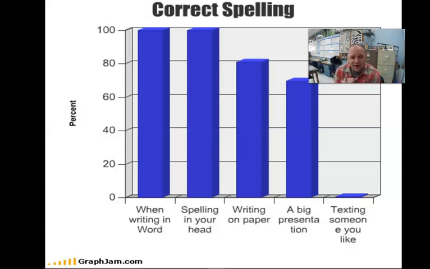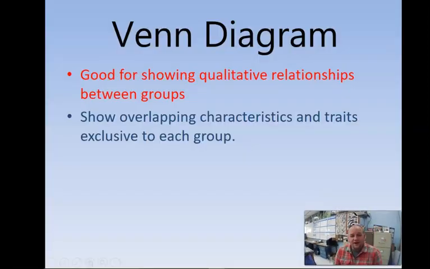Similar idea here. You're correctly spelling when you're writing in Word or spelling in your head. Less so writing on paper, less so with a big presentation, and least of all when you're texting someone you like. And finally, Venn diagrams. So Venn diagrams are types of graphs that we use when we talk about qualitative relationships between groups. When we don't have any numbers, we're just trying to explain the relationship between two groups. These are more conceptual. We don't see them in science when you're trying to present data. But sometimes they're good when we're trying to understand how groups interact.